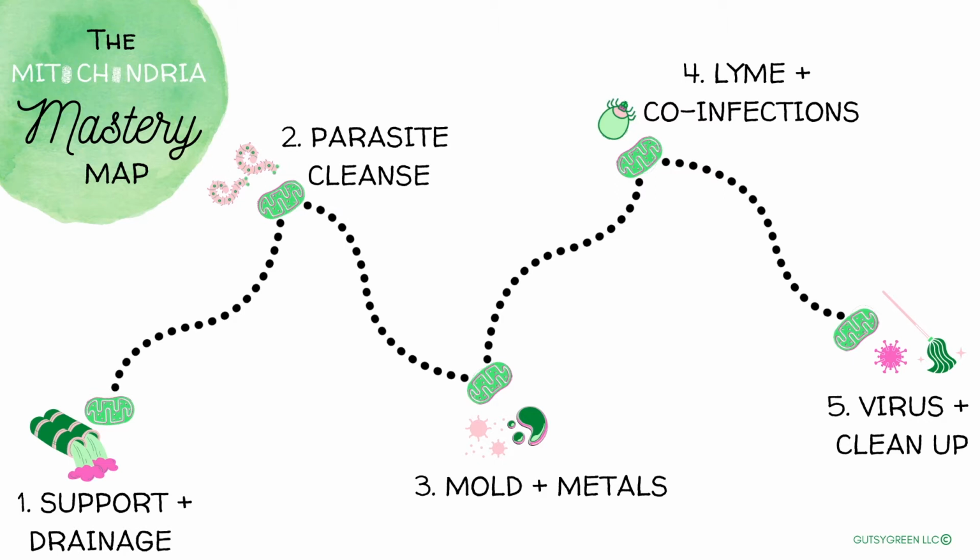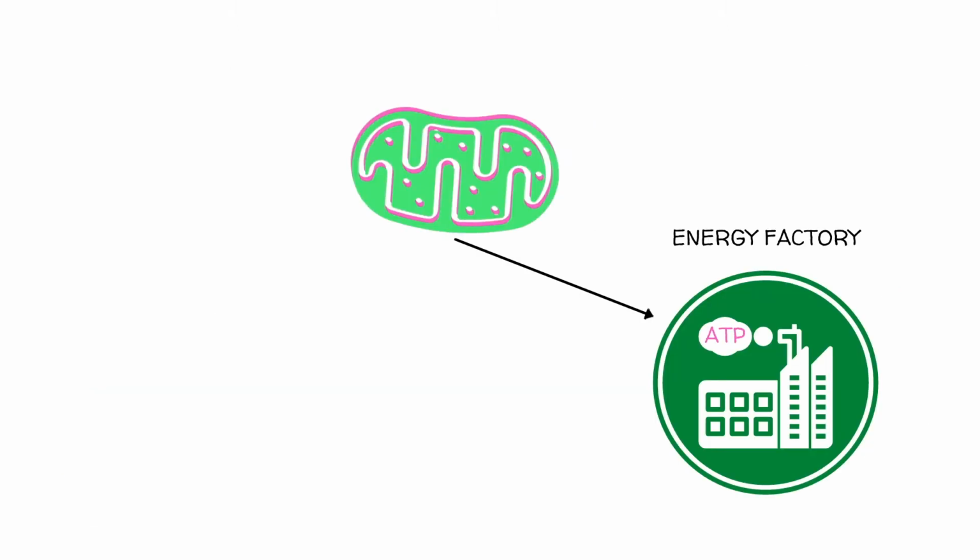So while every client's process will look different according to their bio-individual needs, virtually everyone will follow an outline that very closely mirrors this, and they will move in this precise order, and there's a good reason for that. So let's take a closer look at what the mitochondria do and why we take these steps in this specific order. So our mitochondria are our energy factories.